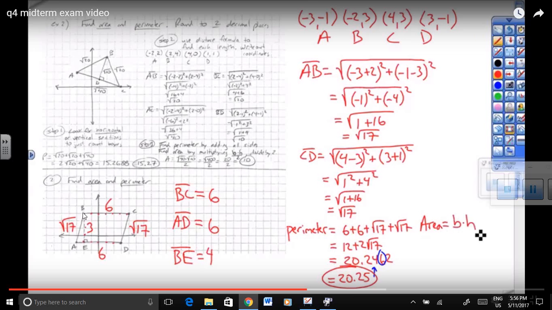Don't use that slanted length as the height. Base times height. Do not cut this in half. This is not a triangle. So putting that correct height in there, that gives me 4. So this area is 6 times 4, and then I am done. 24.